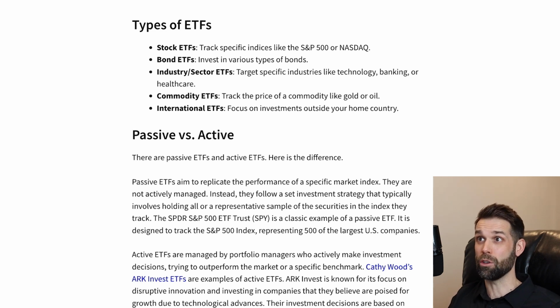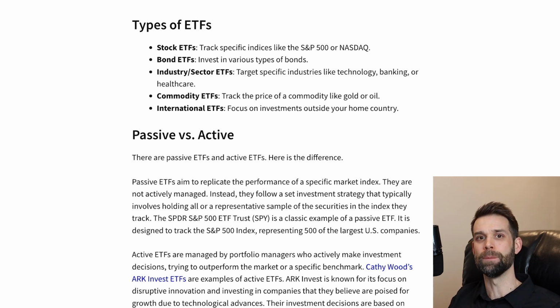There are bond ETFs. These invest in various types of bonds. So rather than going out and buying one bond or a few bonds, you can just buy an asset that has a basket of various types of bonds. There are industry sector ETFs. So if you want to invest in the energy sector, like the example, and you don't want to invest in a singular company, you can invest in an ETF that targets a sector like banking or technology, and so on. There are commodity ETFs that track the price of a commodity like gold or oil.